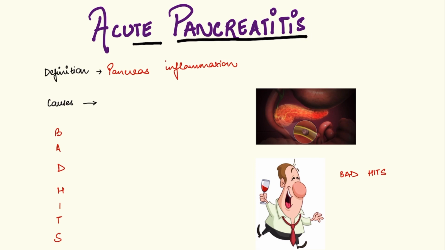Acute pancreatitis definition: it is the inflammation of the pancreas. This is the pancreas: the head of the pancreas, the uncinate process, the body, the tail. The inflammation of this organ is known as pancreatitis. It could be acute, or it could last more than a few months, which is chronic. So, causes of acute pancreatitis.